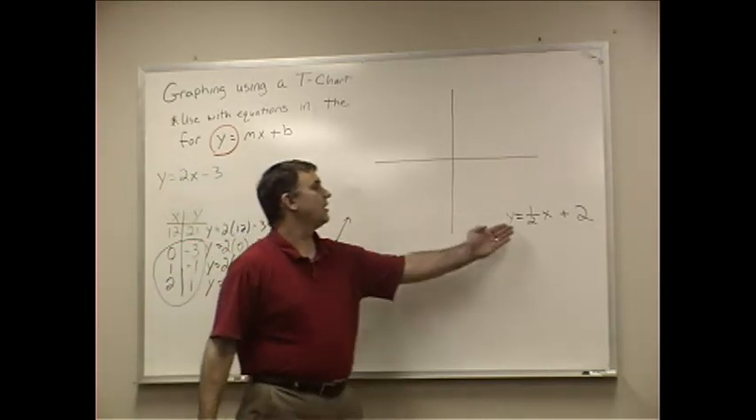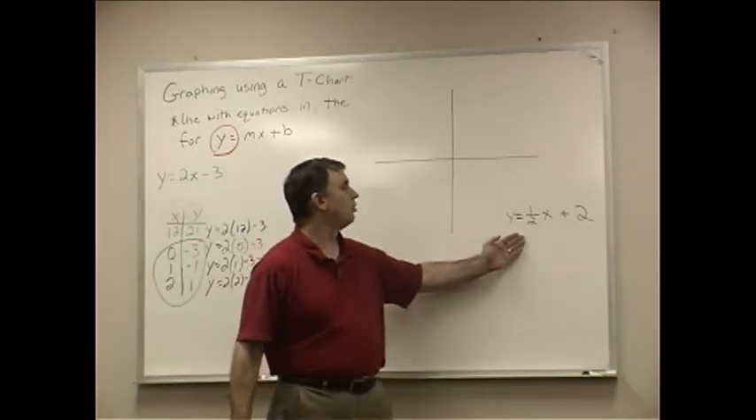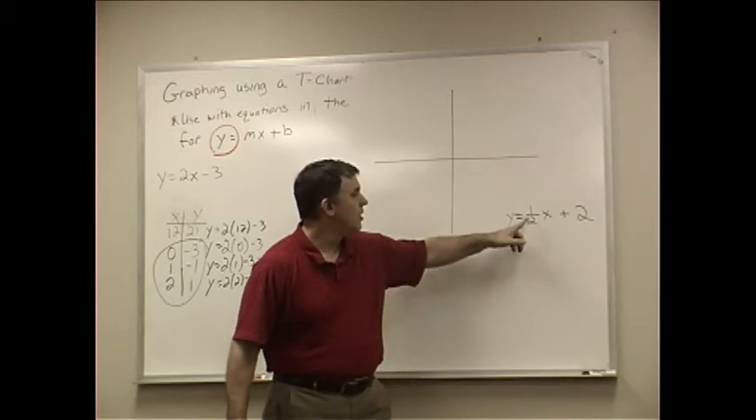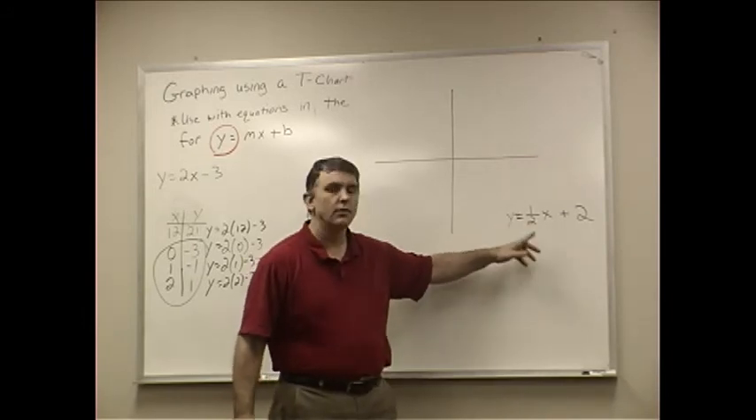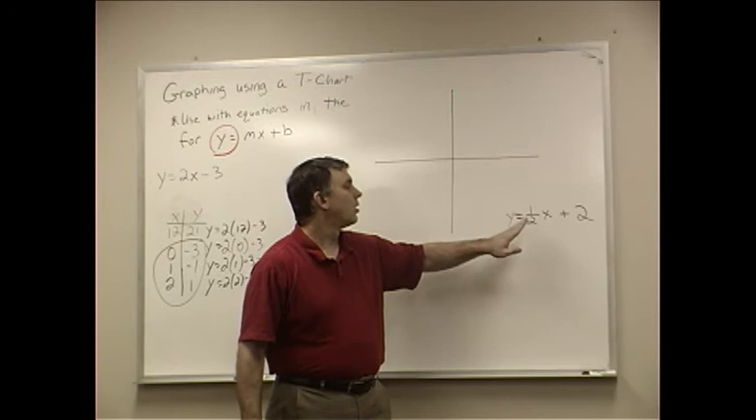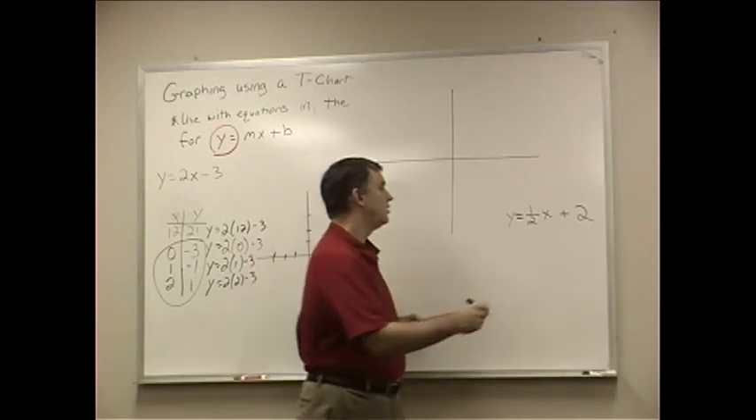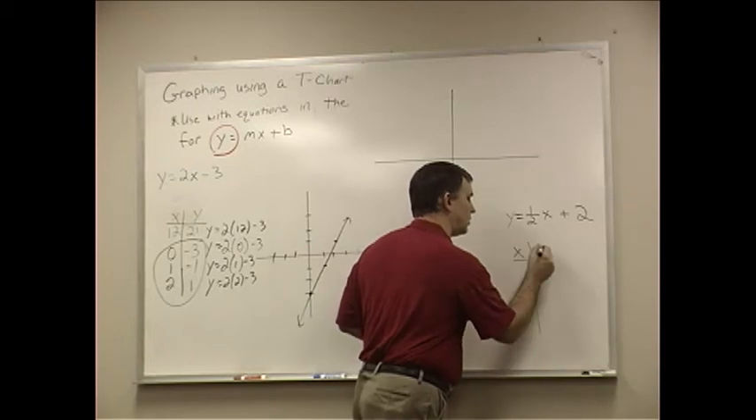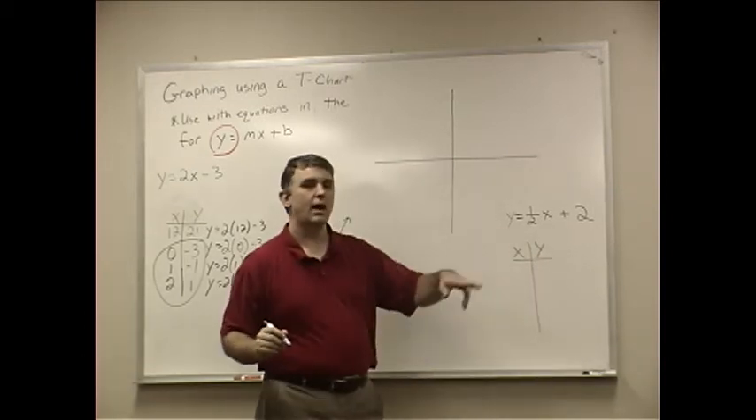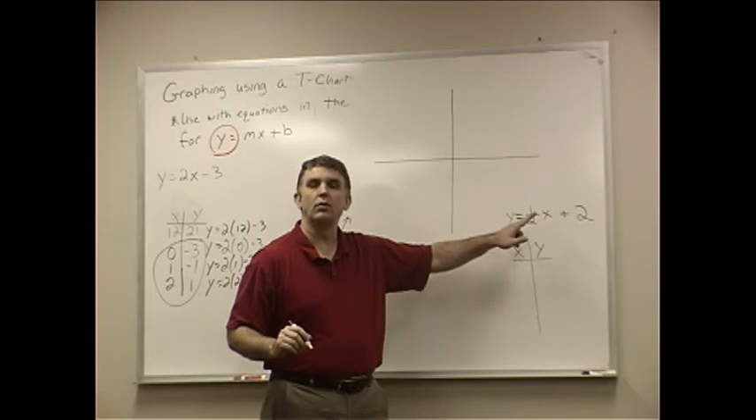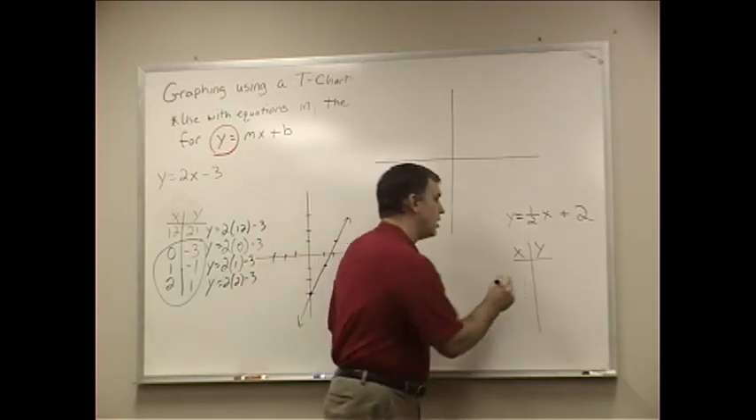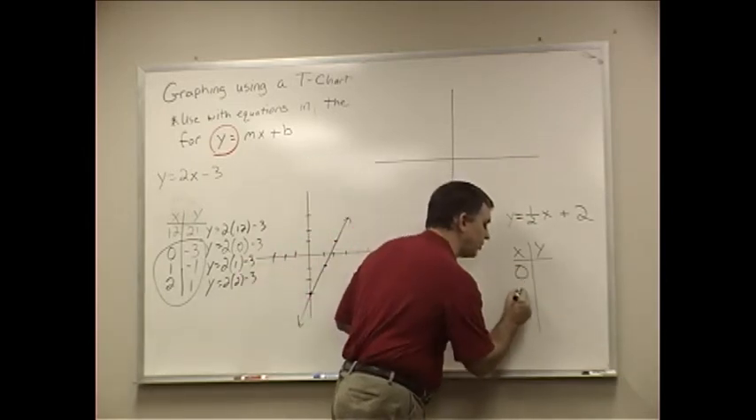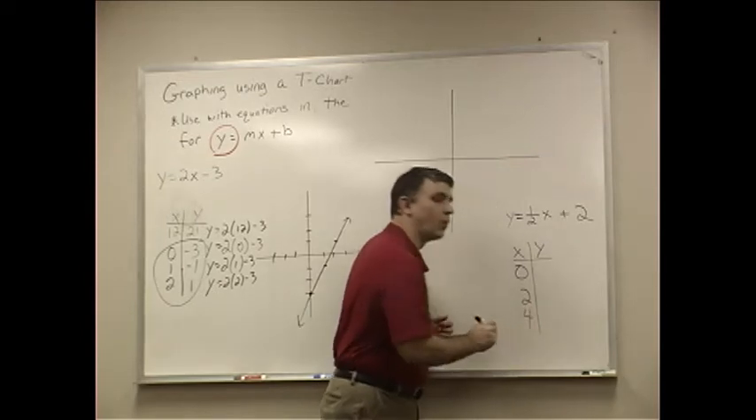For my second example, I've got y equals 1/2 x plus 2. This is not an integer. This is a fraction. All right? What do you do on a T-chart with a fraction? Well, I'll tell you right now, I choose multiples of the denominator. In this case, I'm going to choose 0, 2, and 4.